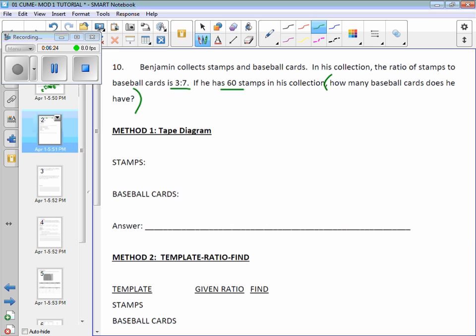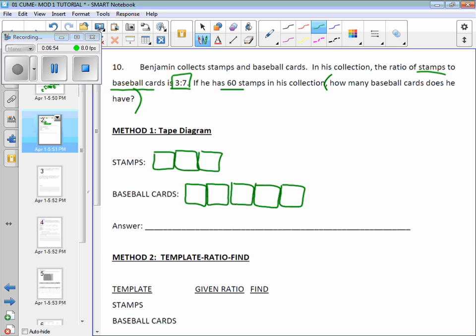Order does matter, so I want to make sure I know what's 3 and what's 7, and it's going to appear as it appears in the sentence. Stamps comes first to baseball cards, therefore 3 is stamps and 7 is baseball cards. I'm going to build 3 segments or 3 boxes for stamps, and I'm going to build 7 segments for baseball cards. Now that's assuming right now that each box has a value of 1. That's my 3:7.